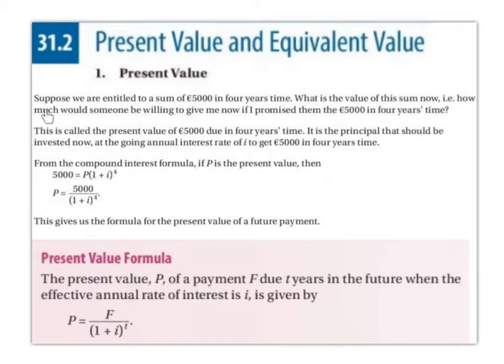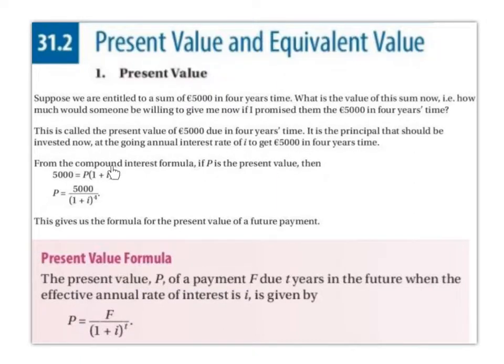I.e., how much would someone be willing to give me now if I promised them the €5,000 in 4 years' time? This is called the present value of €5,000 due in 4 years' time. It is the principal that should be invested now at the going annual interest rate of I to get €5,000 in 4 years' time.